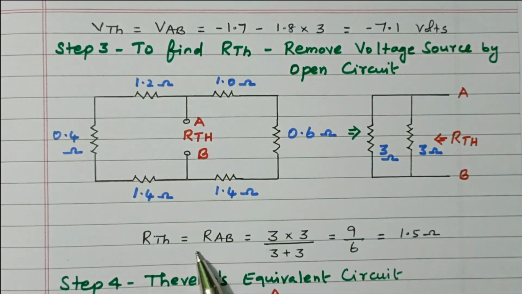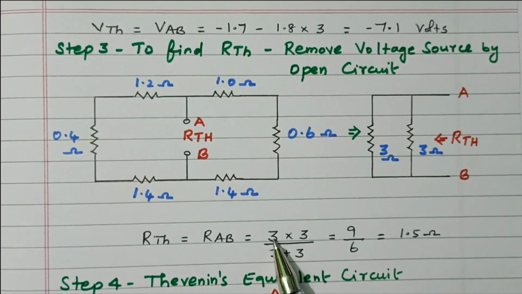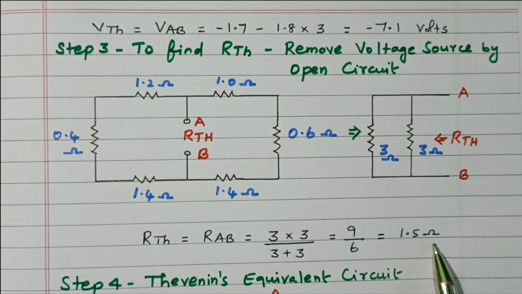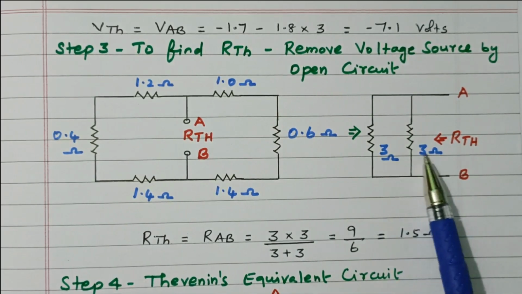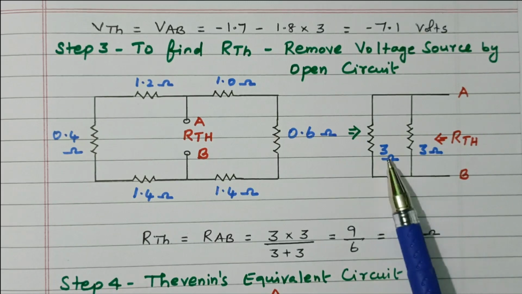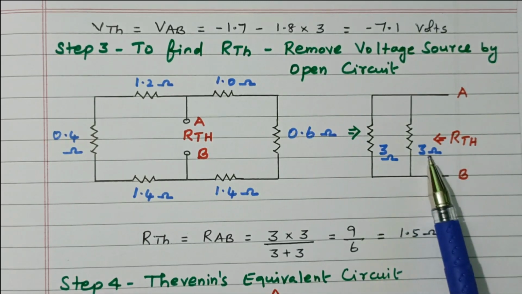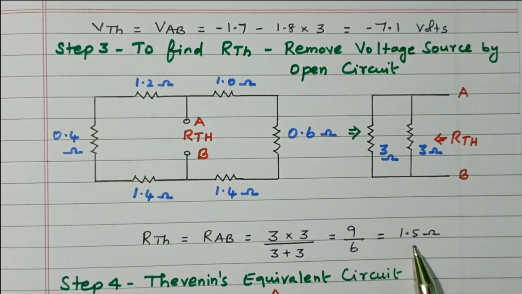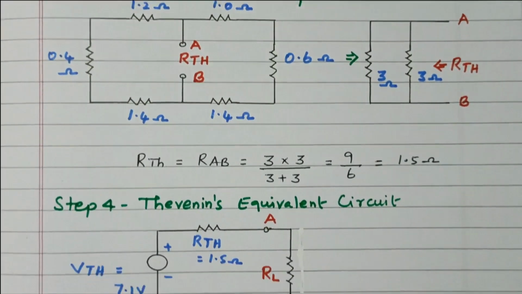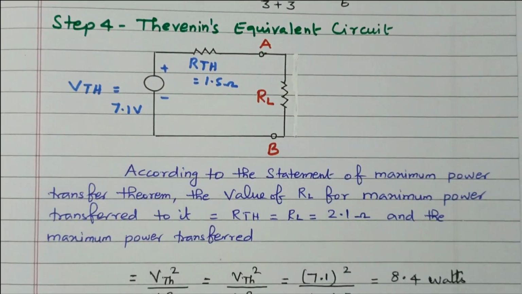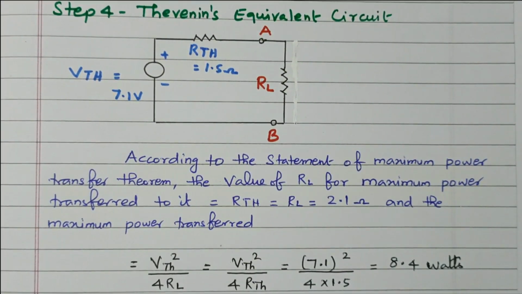So RTH equal to RAB equal to R1 into R2 divided by R1 plus R2. 3 into 3 divided by 3 plus 3. That is 9 by 6. It is 1.5 ohm. If both resistors are equal, we will get half of the value, 1.5. Directly also you can write, 3 ohm and 3 ohm connected in parallel means half of the value, 1.5 ohm. Now we got the V Thevenin value as well as R Thevenin value. We can draw the Thevenin equivalent circuit.